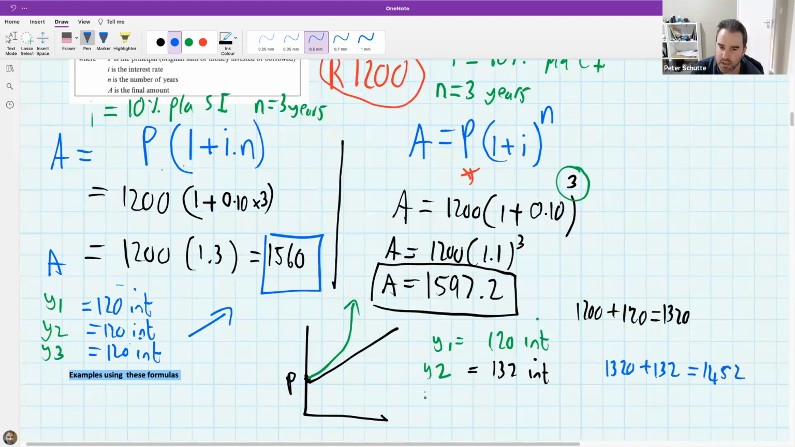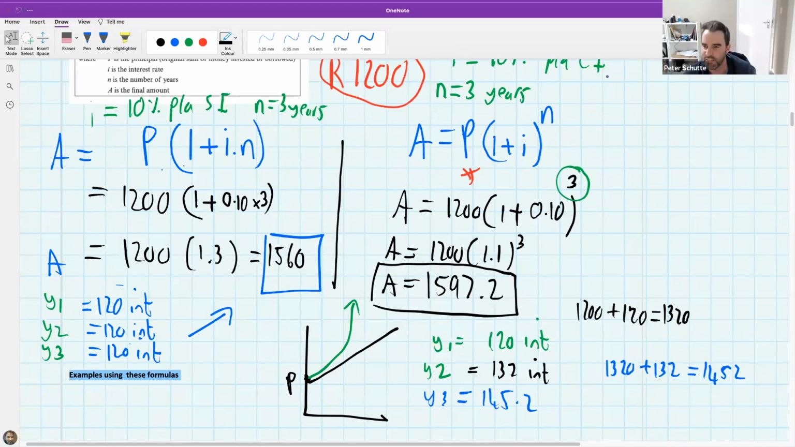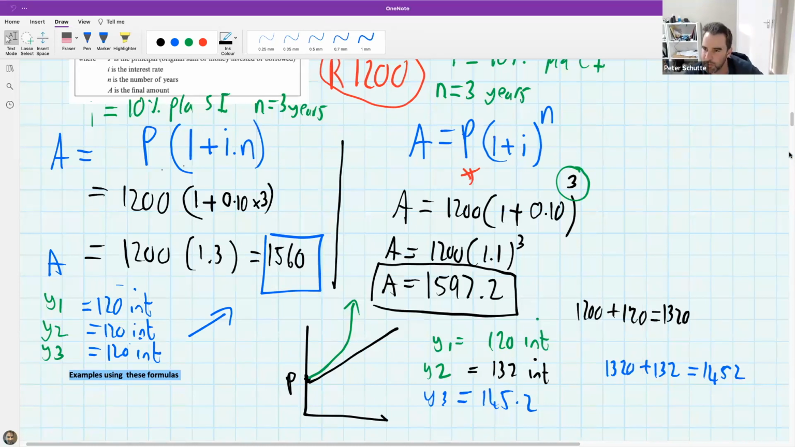1,452. And so my year 3's interest is going to be 145.2. And so what we notice is that with compound interest, we get interest on interest, and that's why it starts to shoot up a bit more quickly, because of this effect that I'm showing you here. Give me a thumbs up if that makes sense to you. Give me a thumbs down if that, I know that went into a bit much detail, but I think that shows how they're different.